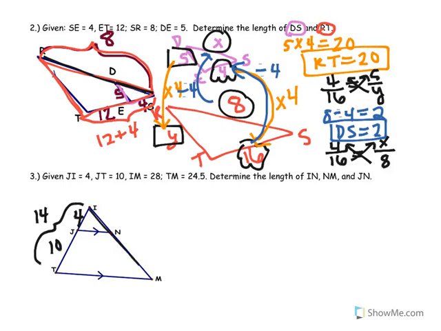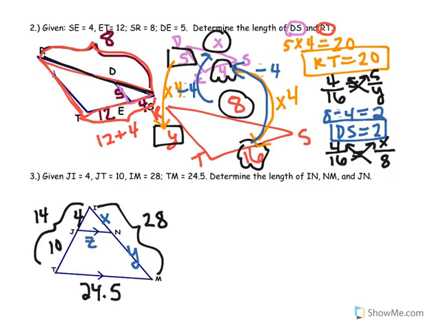They gave me IM, that's the long length here. That long length is 28. And then they gave me TM, which is this last side. TM is 24.5. They would like me to find the lengths of IN. IN, I'll put an X there. NM is this length here. I'll put Y there. And JN is this length here. I'll put a Z there.